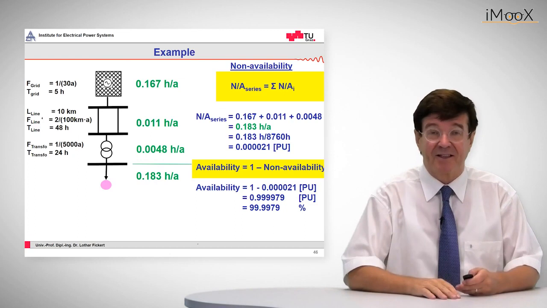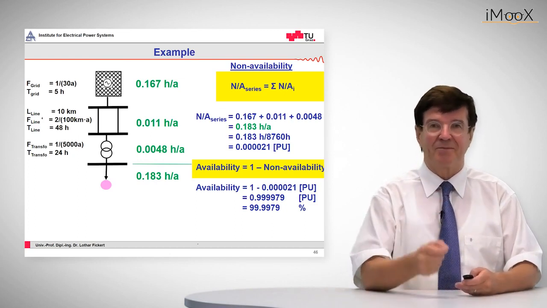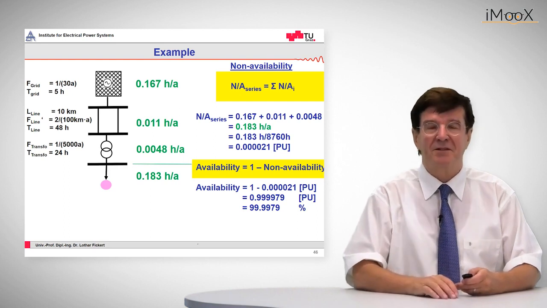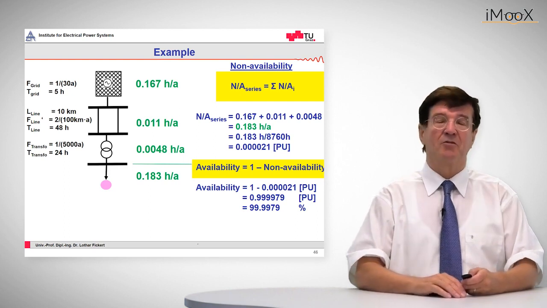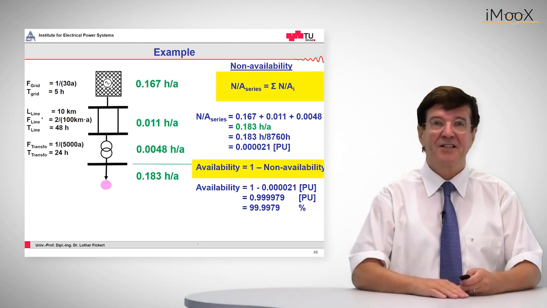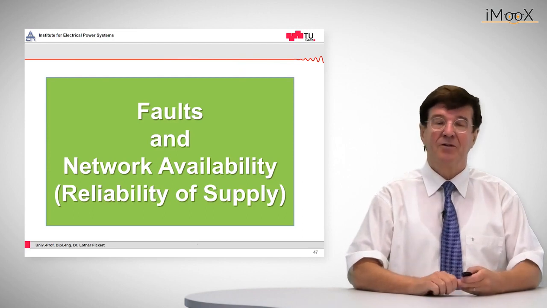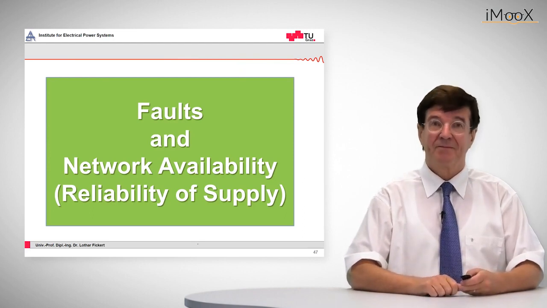And if this is expressed in percent, we can see that the grid is available for 99.997% of the observation time of 1 year. So that means it is highly reliable. So this was today's chapter about faults and network availability, or the reliability of supply. Thank you very much.